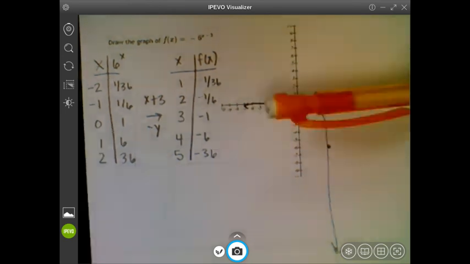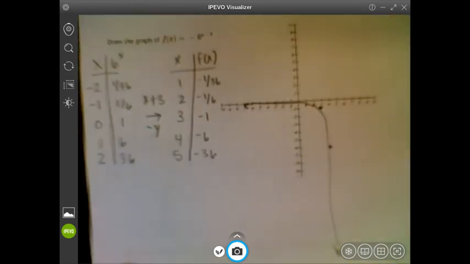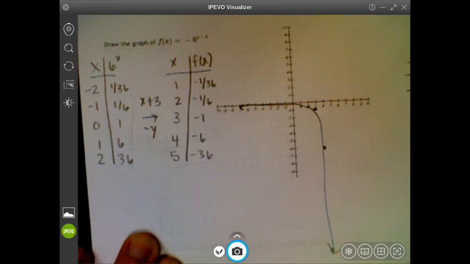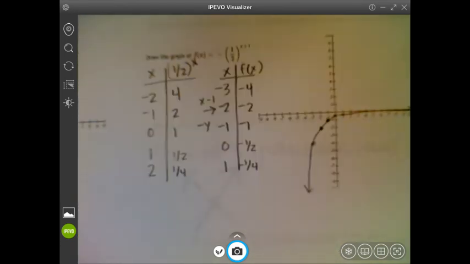And the asymptote that was at 0 is still at 0 because this function didn't move up or down at all. It just flipped over. Once again, hit pause if you need to take a look at those values, check and see. Let me know if you have any questions on them.